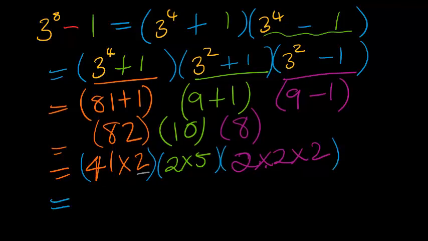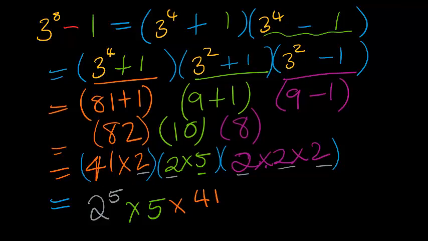And then we put it all together. So I've got 1, 2, 3, 4, 5 2's. So that's 2 to the power of 5. Then I've got a 5. That's that one there. And then I've got a 41. And that is my final answer.